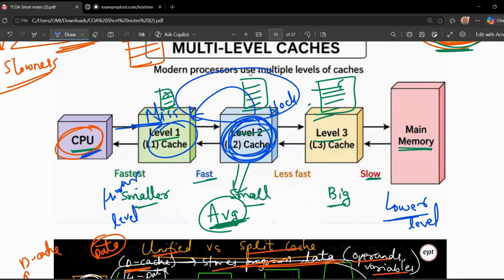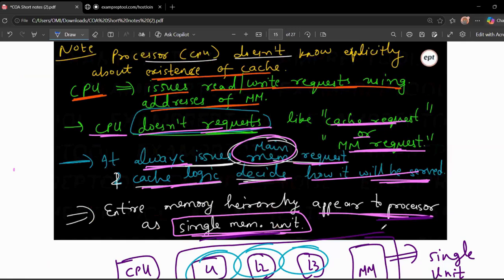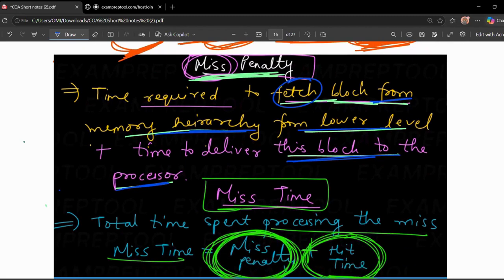So this time is called the miss penalty time. That's the one that is required to fetch the block from the memory hierarchy, from the lower level, plus the time to deliver this block to the processor.